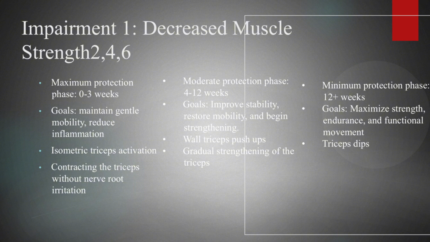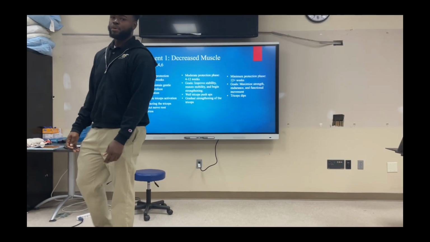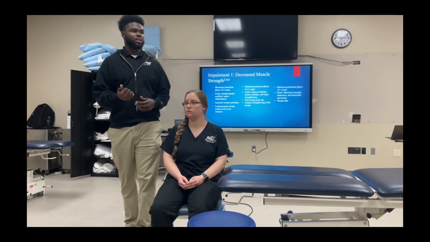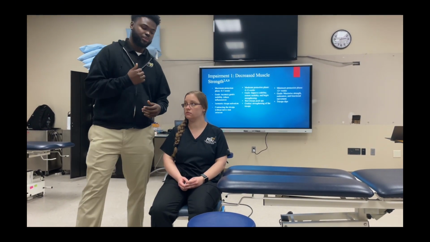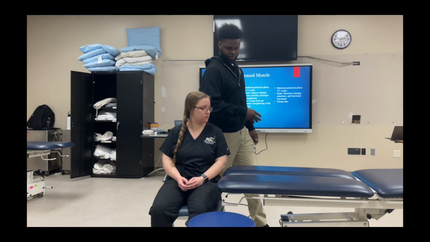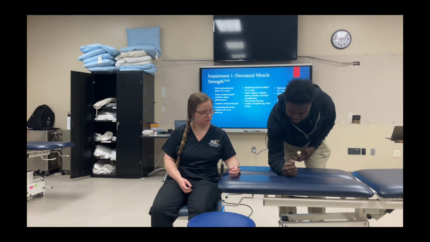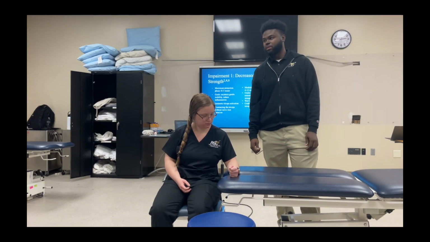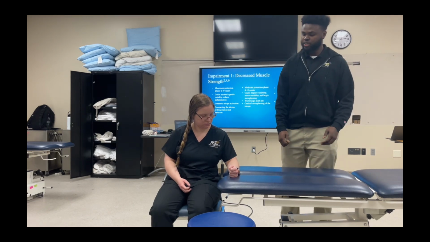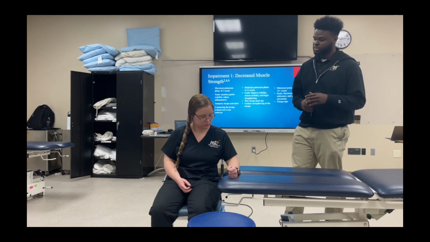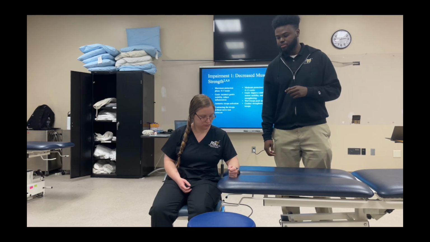For the maximum protection phase, I have my patient seated. In this phase, you want to isometrically contract the triceps because you don't want to aggravate that nerve root some more. So I would have my patient with their elbow on the table like this, and tell them to pretend like they're trying to push their arm down, trying to extend their elbow. Hold it for about 2 or 3 seconds, and do about 10 repetitions, maybe 3 sets of 10. You feel your triceps contracting? All right, good.